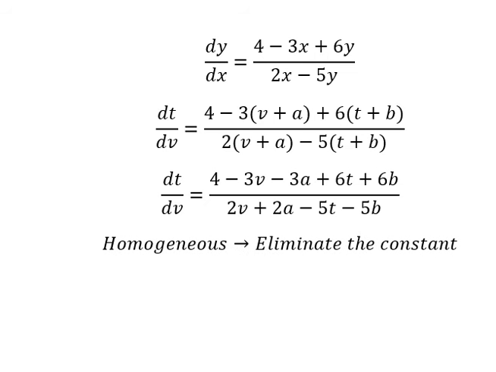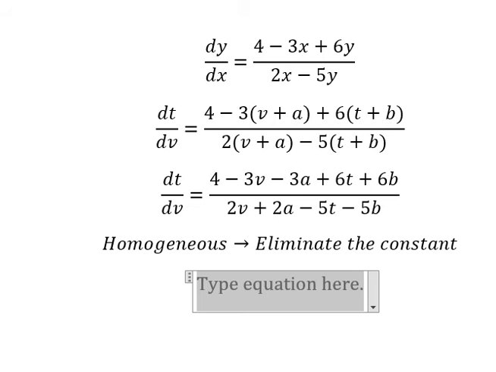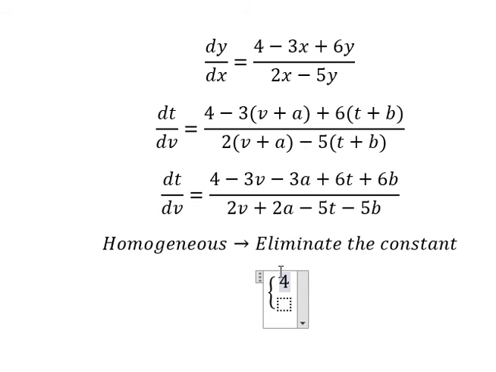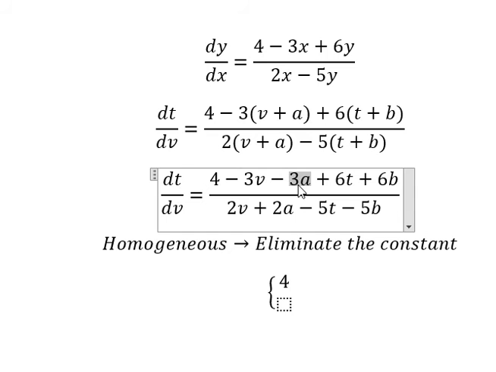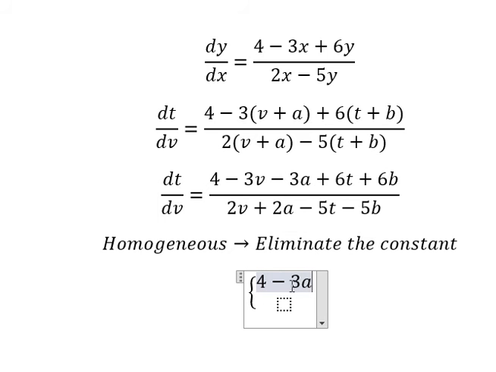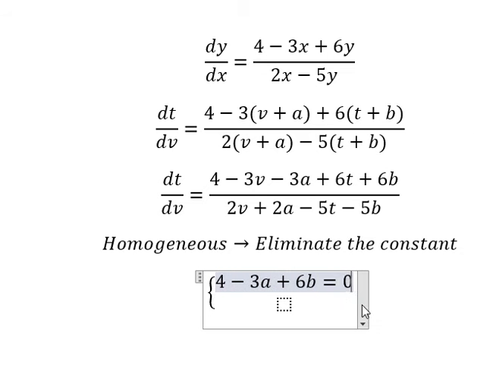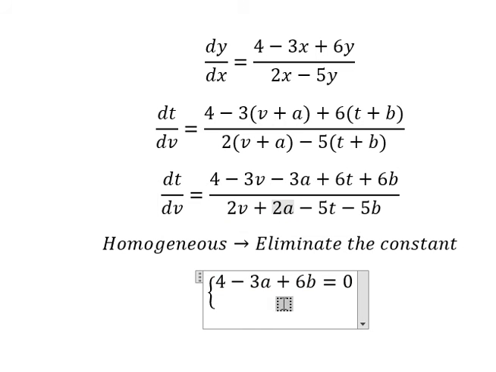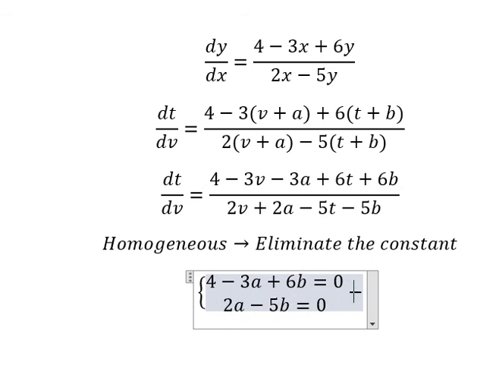So that means we have the system of equations in here. So we have number 4 that is the constant. Negative 3a that is the constant. 6b that is the constant, equals to number 0. We have 2a that is the constant, and 5b that is the constant. Now we need to find the solutions of a and b.